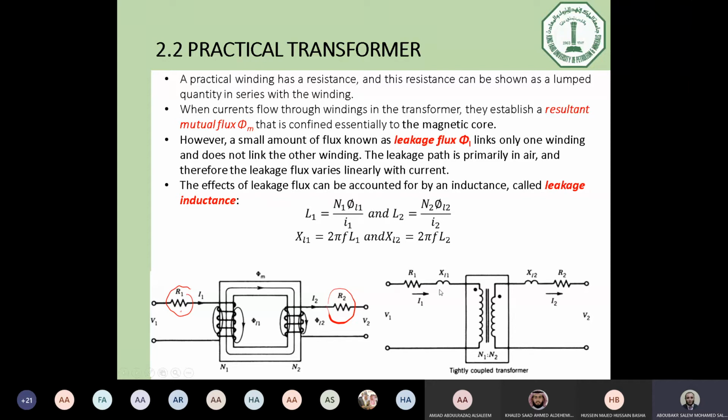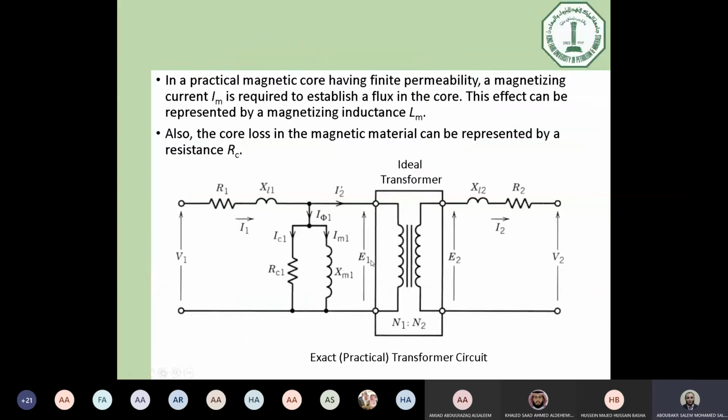After R and X, here in parallel with this core, in order to represent this leakage current. So if this is the primary winding and this is the secondary winding, we have another branch here in parallel, which represents the magnetizing reactance, because we have some current which is used to establish the flux in the transformer.